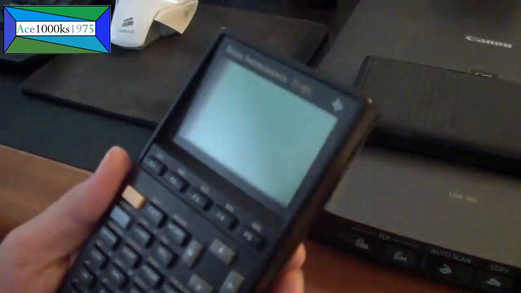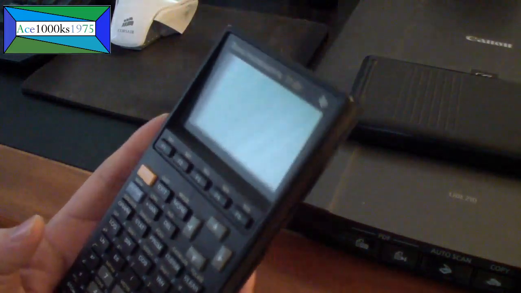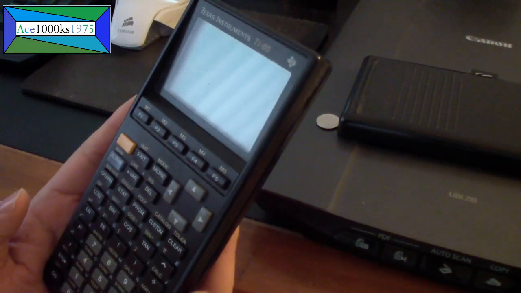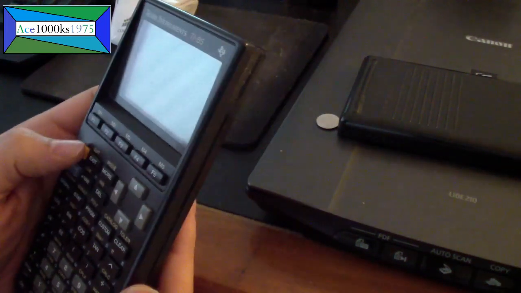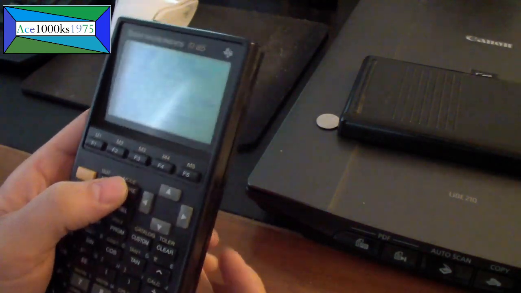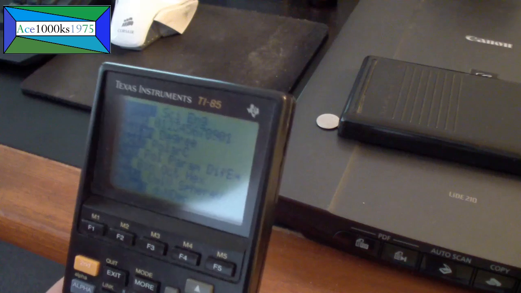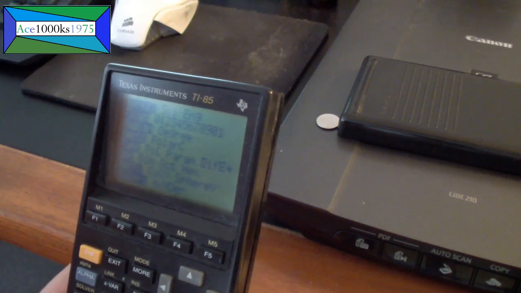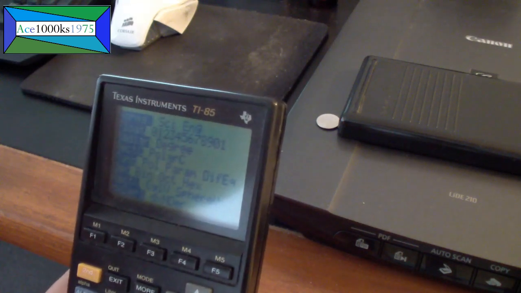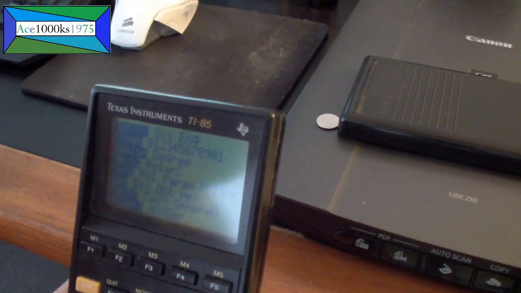I forgot how to do it. It was a long time ago. How do you store stuff in here? What is this? Mode. Float. I think float is decimals or something. Float point. So you have a radian, degree.